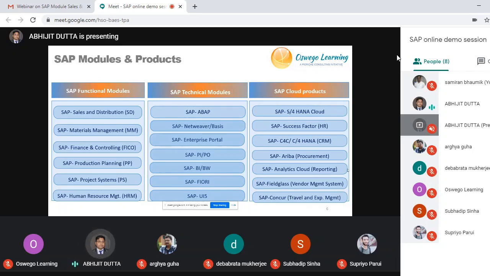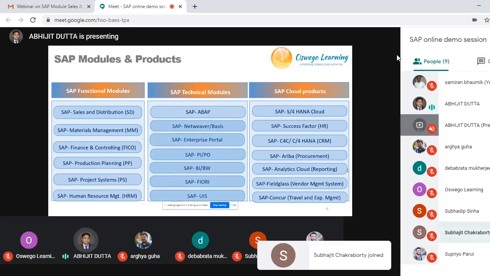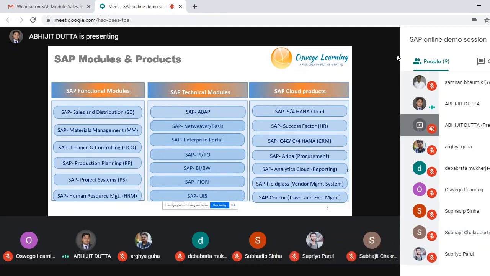There are a lot of different skill sets required depending upon the functional area, such as today we are focusing on the sales and distribution area. The skill set and background required are for those who are working in sales, who know the sales cycle itself.